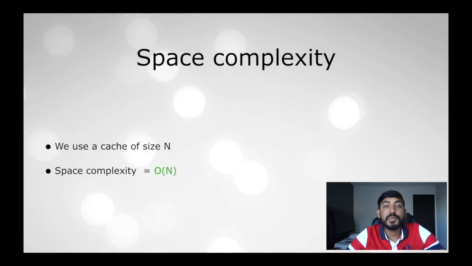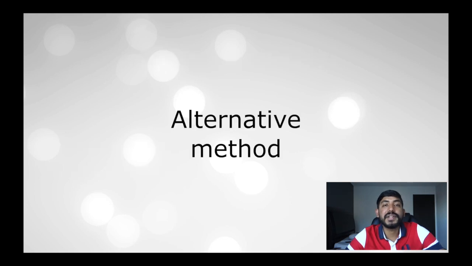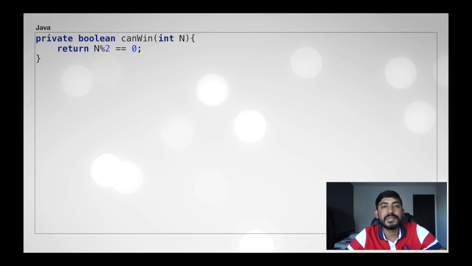Okay, so that's our dynamic programming solution. We improved the performance of the solution from O of 2 to the power of n to O of n squared. So there is an alternative solution for this particular problem. So what is the alternative method? Here it is, and it is just one line of code, which is: if n is divisible by 2, or n is an even number, we return true. If it is not, then we return false.